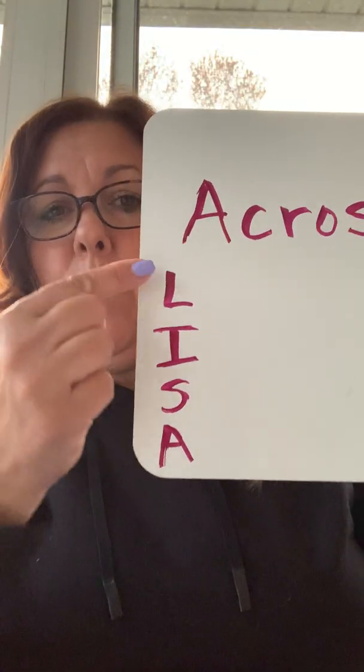It could be your name. It can be a season. It can be a color. It doesn't matter. You're going to write that word down the side of the page. So for example, let's just say I chose to write my first name, which is Lisa. You write the name vertically.